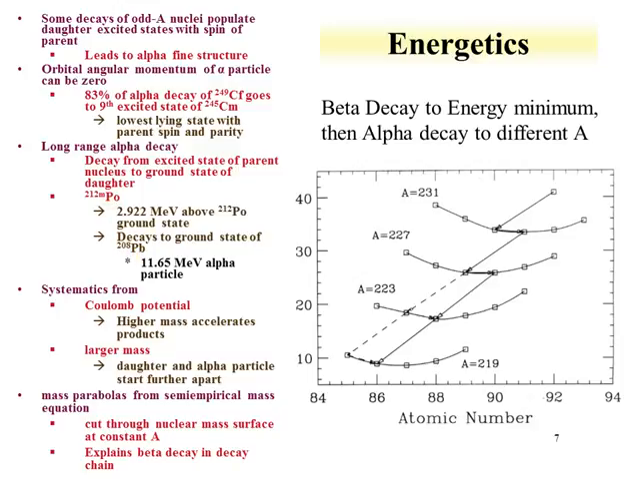There are some systematics that can be observed from alpha decays. We've already discussed that the Coulomb potential has a way of accelerating the higher mass products out of the nucleus. With a larger mass, so larger A's that decay, the daughter and alpha particle can start further apart within the nucleus.